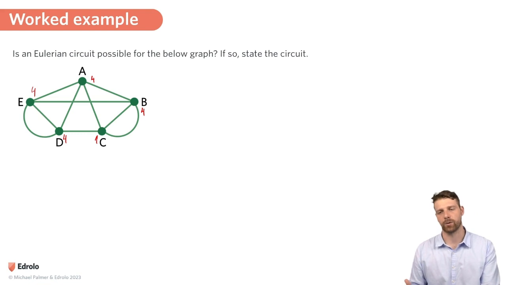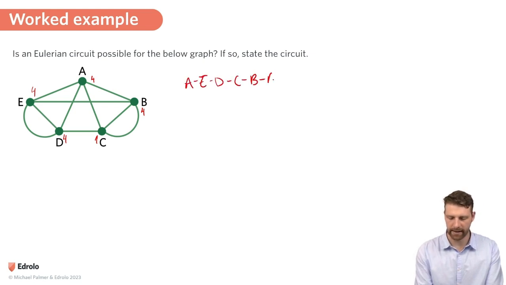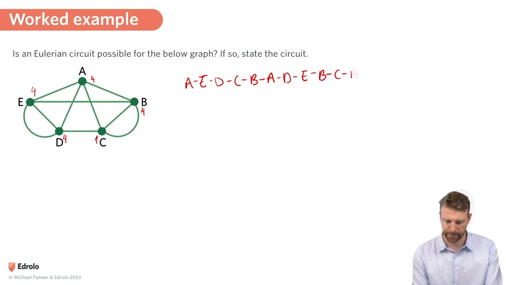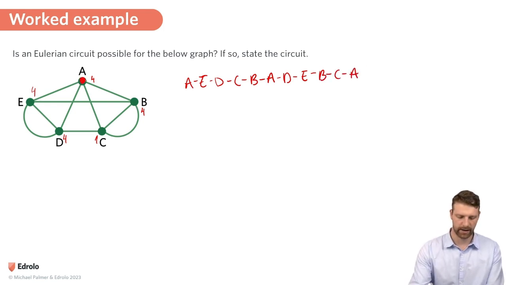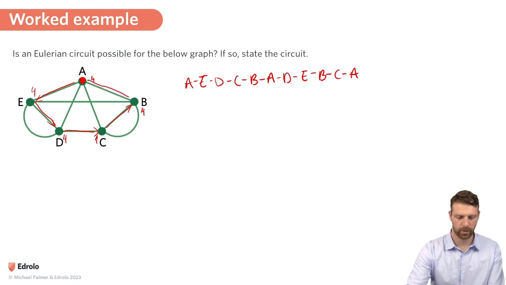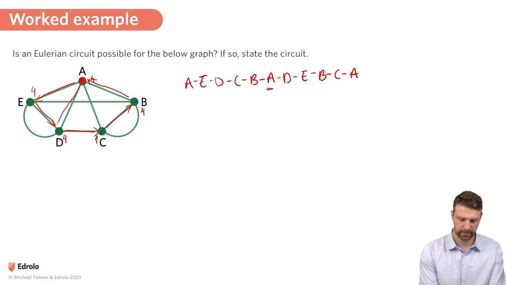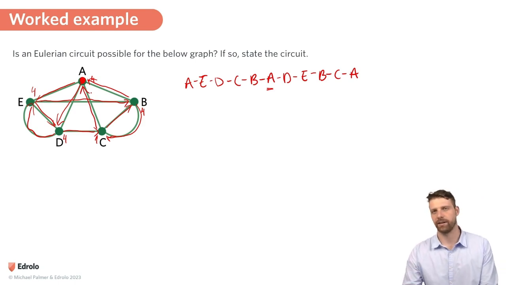And it says state the circuit. Well, there could be more than one, not sure, but the one that I've found goes like this: A, E, D, C, B, A, D, E, B, C, A. So we're going to start at A, and we're going to go A, E, D, C, B, A. So I've covered all those edges around the outside of the pentagon. And then I'm going to go D to E. Yep. Across to B. And then to C. And then finally back to A. Awesome. So it looks like we can do an Eulerian circuit for that one there.